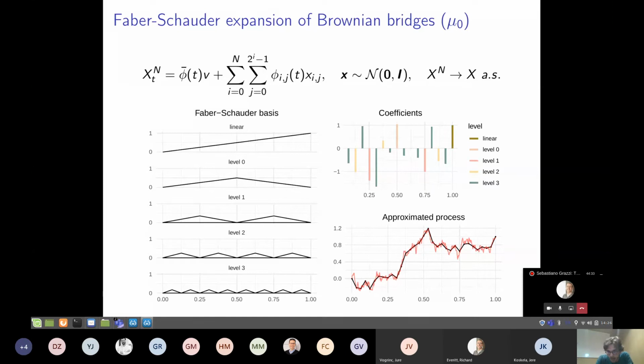Now on the bottom right, you see the construction. If we increase the truncation level n, then basically the function has a higher resolution. So this is the black part compared to the red part. And yes, that's it.